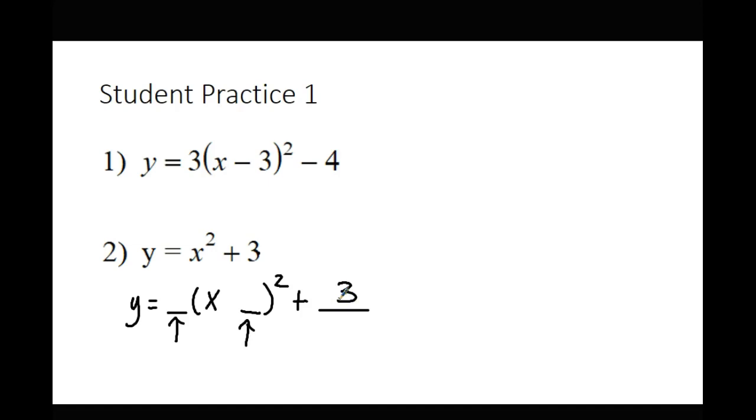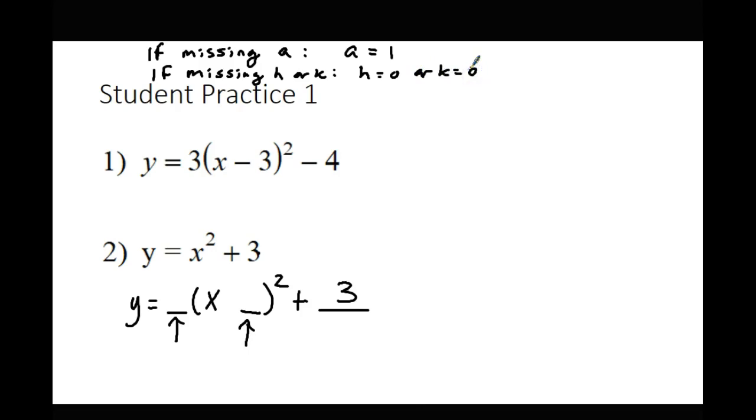So do you guys remember what happens if we're missing the A? What is it equal for missing A? 1. And what happens if you're missing the other two? That's right. If you're missing H or K, they equal 0. Okay, so in this case, if I were to fill in my blanks, this would be a 1, and this would be a 0. So now that I've shared that with you, I'm going to let you guys go ahead and graph the whole thing.